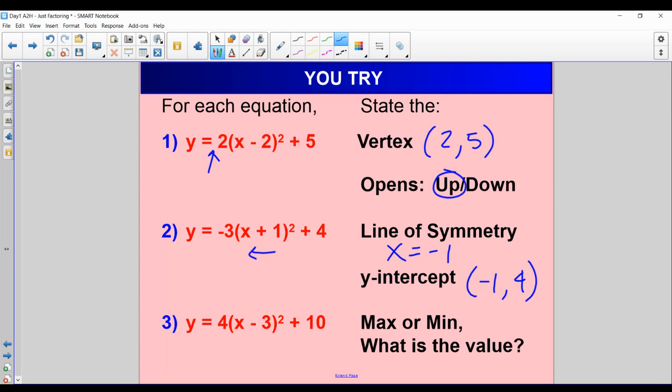Okay, if I look at this last one, the positive here tells me that it opens up. So I'm going to have a minimum, and the value of the minimum is the y value, so the value is 10. Hopefully that was a good reminder of what we did with quadratics, because now we're going to expand this week and learn a whole bunch more about quadratics.